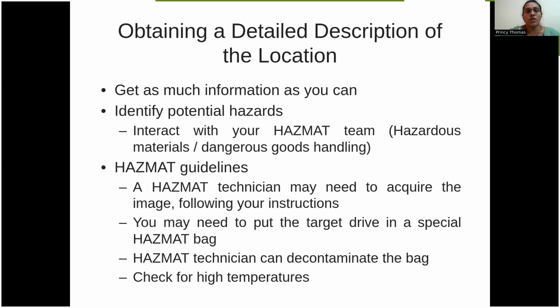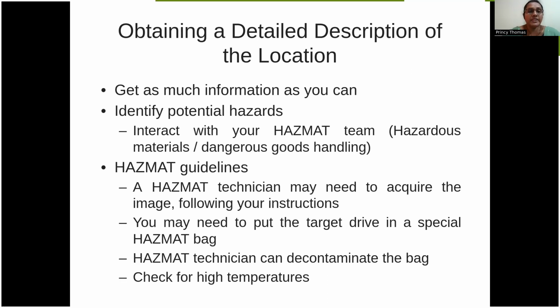Now, obtaining a detailed description of the location. Normally, when the investigator investigates a case, we get as much information as possible before we move to the exact location. And when we understand where we need to collect the evidence from, we need to identify potential hazards. If required, a hazmat team or any specific personnel or methods required, all that should be arranged. A hazmat team is needed when there is nuclear-related or any hazardous material or dangerous goods. In that case, a hazmat team will be called to interact in that particular location. Once they clear the location, only then can the investigating team enter the premises.